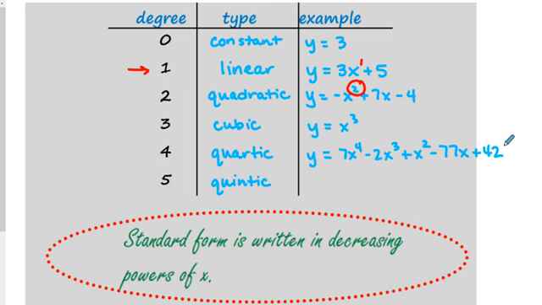As long as the highest exponent is 4, you can have other terms or not have other terms. And then quintic, I'll just keep this one simple. Let's say this is y equals 10x to the 5th minus 9. As I said earlier, standard form is written in decreasing powers of x. So I believe that I've written all of these examples in standard form.